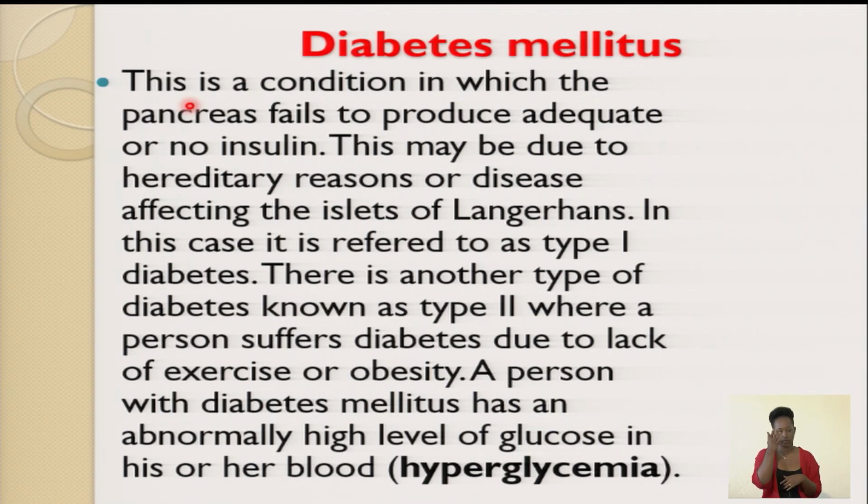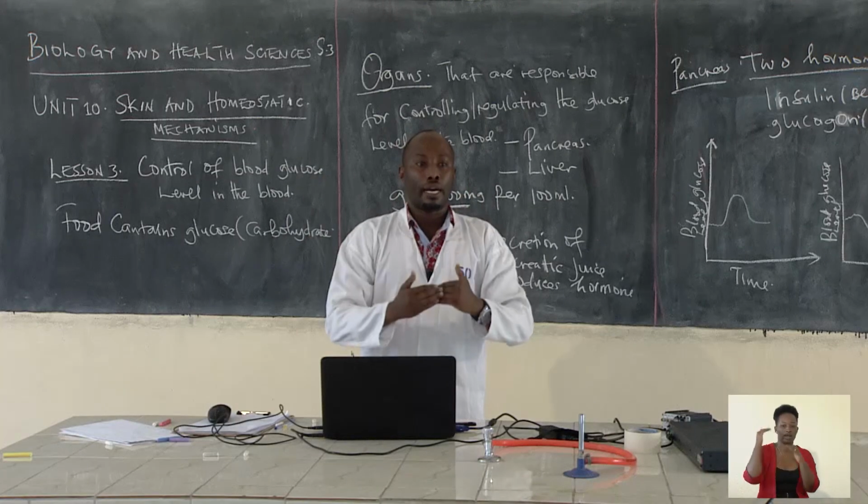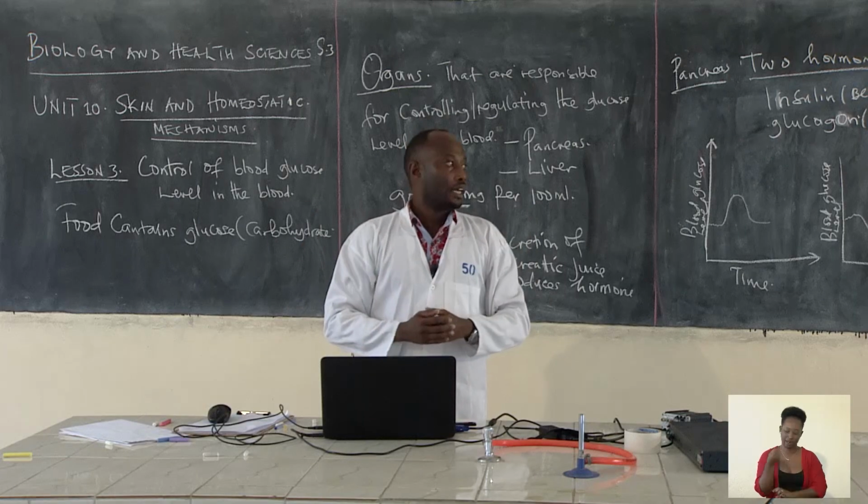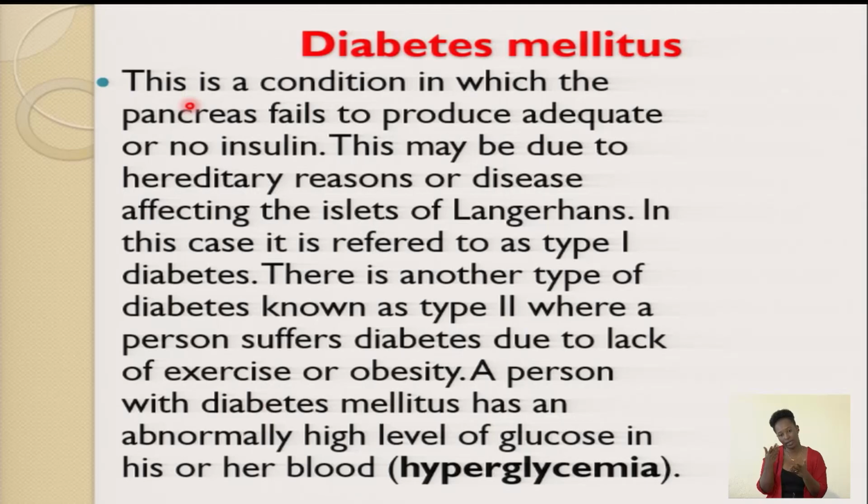Now let's talk about the disease caused by a high level of glucose in the blood, when insulin is not performing its functions efficiently. The disease is called diabetes mellitus. You remember, I said when there's too much water in the blood, you suffer from diabetes insipidus. When there is too much glucose in the blood, you suffer from diabetes mellitus. This is a condition in which the pancreas fails to produce adequate insulin or no insulin, and this may be due to hereditary reasons or a disease, when the islets of Langerhans are not performing their functions efficiently.